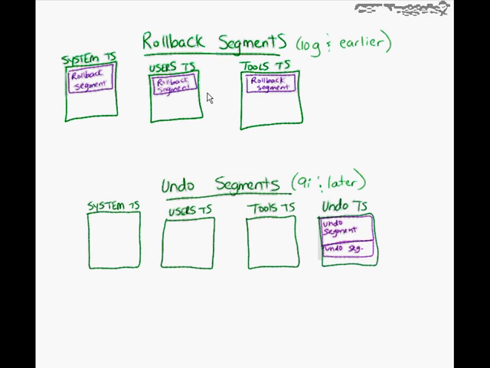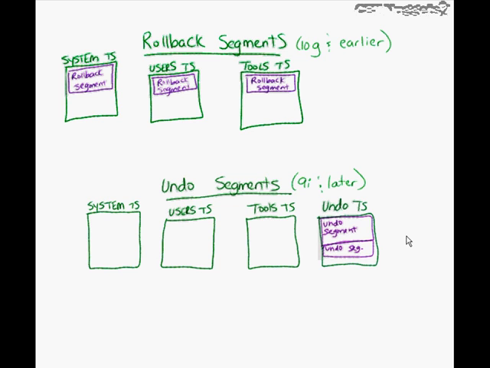Well, the way rollback segments worked was that if you had a table that was, let's say, in your users table space, well, all the undo information or all the rollback information would be stored in the same table space. So you might end up managing multiple rollback segments, which could be really, really cumbersome.